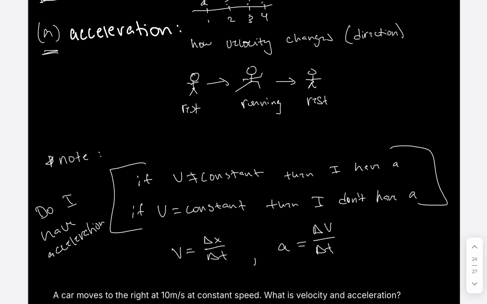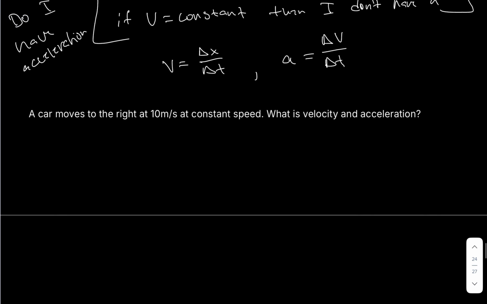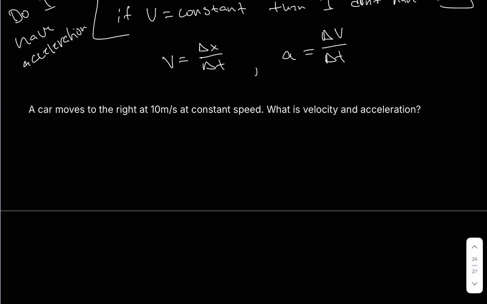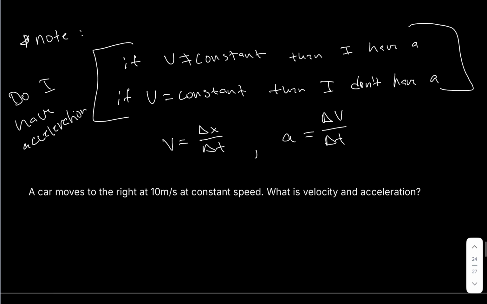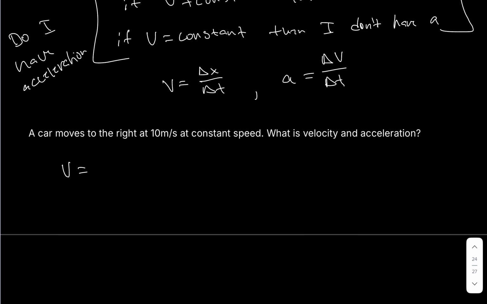All right, so let's go ahead and get into a basic problem here. We have a car that moves to the right at 10 meters per second at constant speed. What is the velocity and the acceleration of the car? All right, so we have the car moving to the right. So remember, velocity from our definition is how fast and which direction. So we know our velocity is 10 meters per second. That's how fast. And our direction is to the right. So that is our velocity.